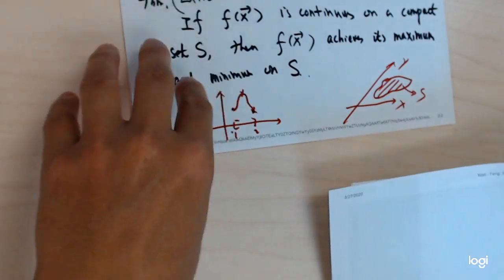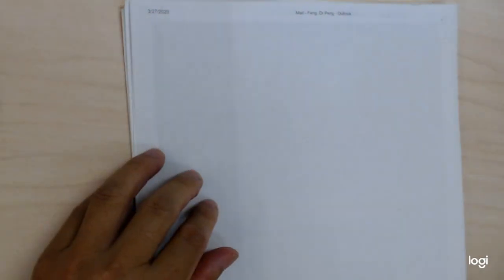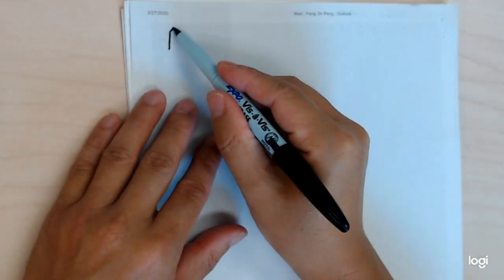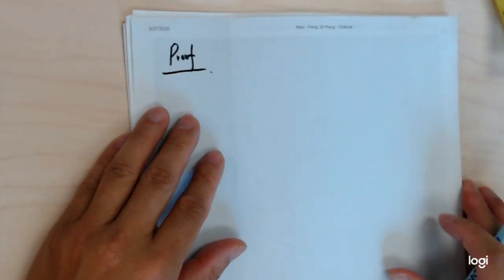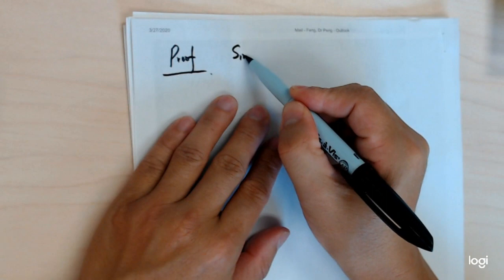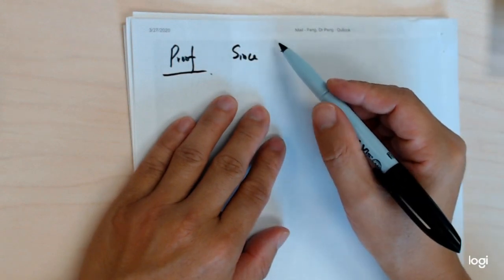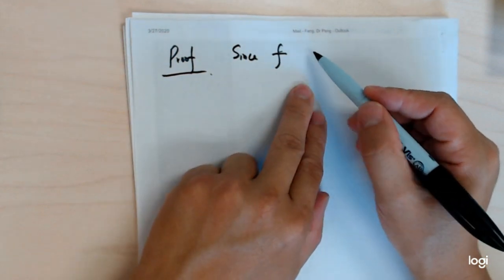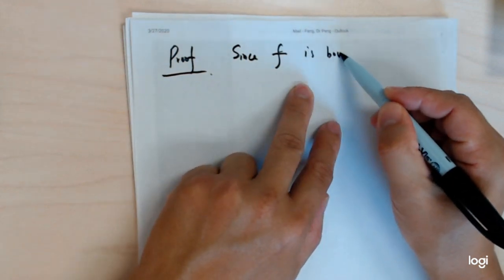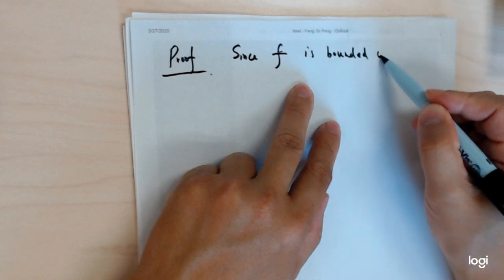Let's try to prove this, shall we? This is a brief proof, it does not take too much effort. So the given condition is that f is continuous and S is compact, isn't it? So a direct result is that f has to stay bounded. So f is obviously bounded on S.